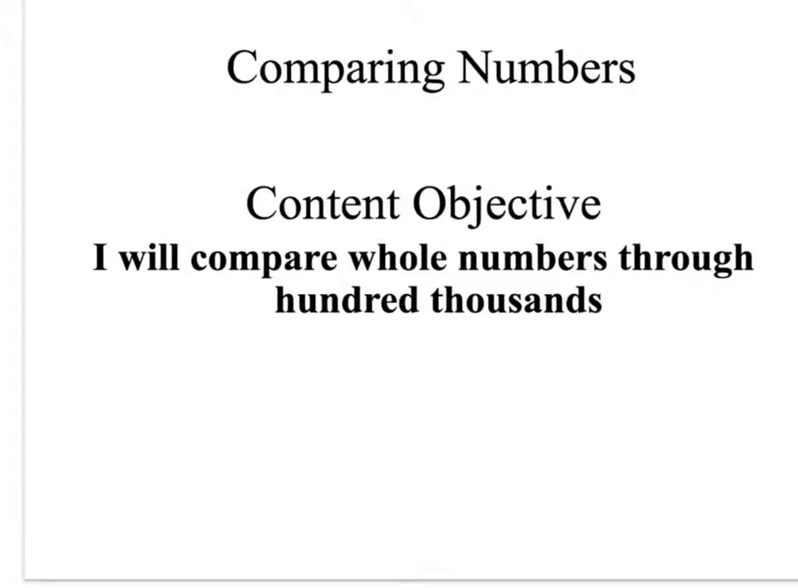Today's lesson is titled Comparing Numbers. Your content objective, or what you're going to be able to do by the end of the lesson, is I will compare whole numbers through hundred thousands. So we're going to be able to look at numbers by the end of this lesson up to numbers that have a number in the hundred thousands place and be able to compare them.